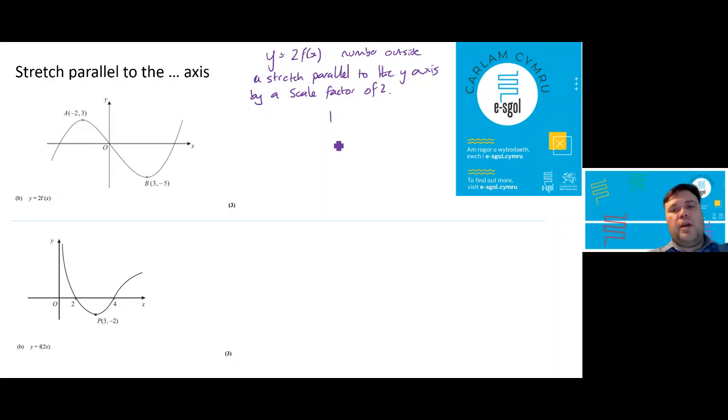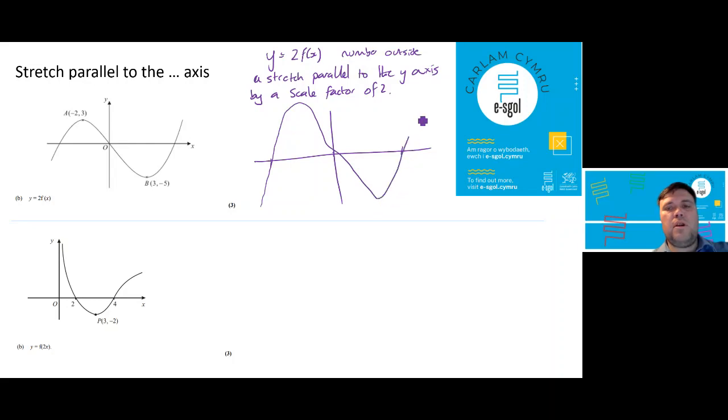So when you draw it, your x values don't change. Goes there, goes there, goes there. It just means that it comes from here, goes up higher, down, goes down lower. So this point is going to be minus 2, 6, because the y part was 3, is now doubled. And this one is 3 minus 10, because the y part is doubled. And that's if the number is outside of the bracket.